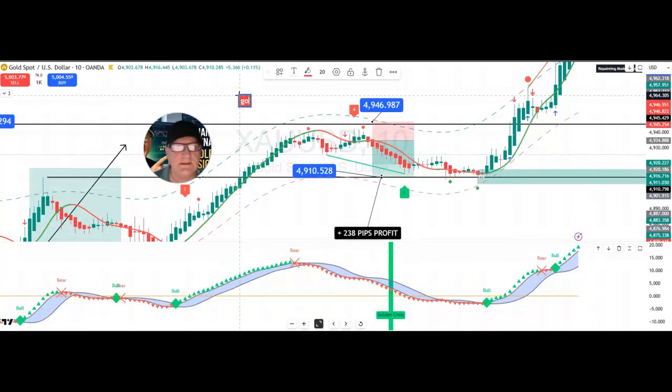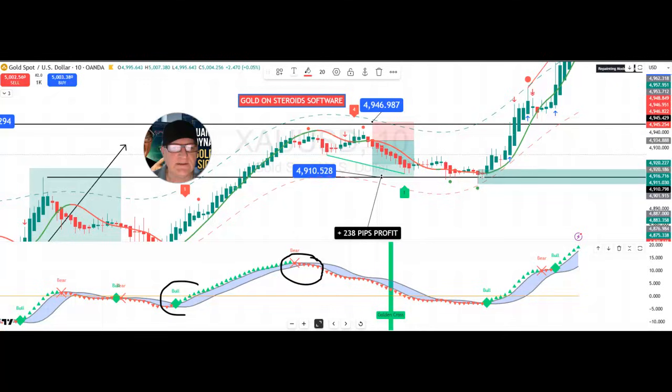So this is the Gold on Steroids software. Okay, so this is how it works, and this is when you trade it. If you follow the rules, your charts tell you when to buy. So the chart tells you here to sell, the chart tells you here to buy, the chart tells you here to buy, the chart tells you to buy.